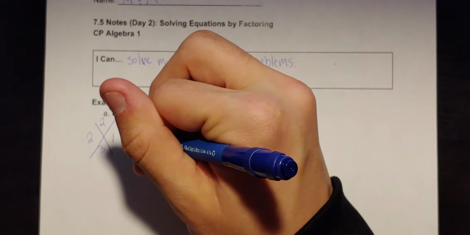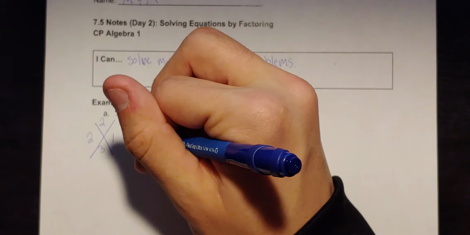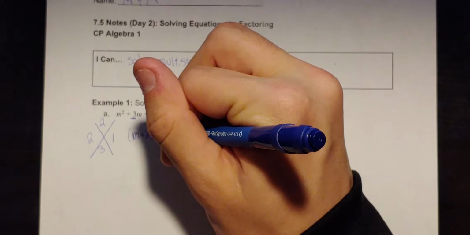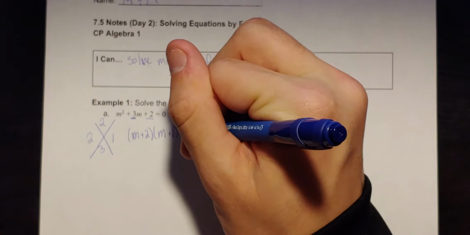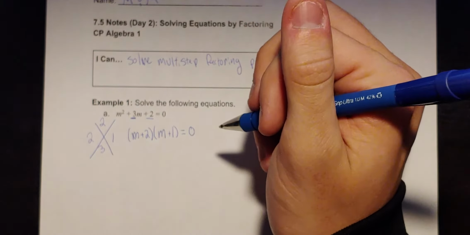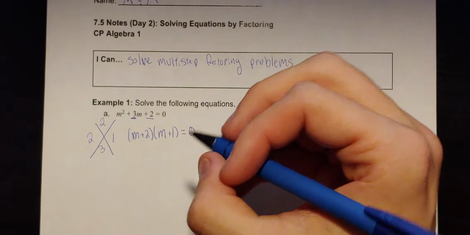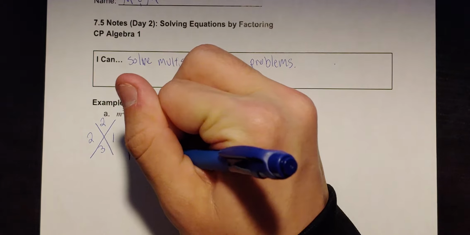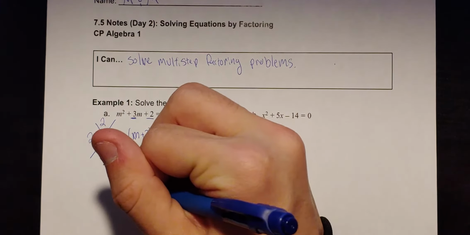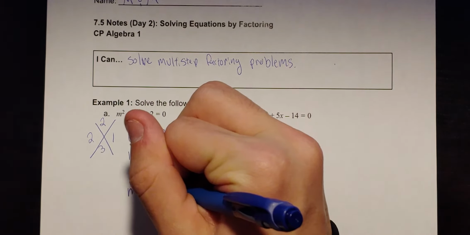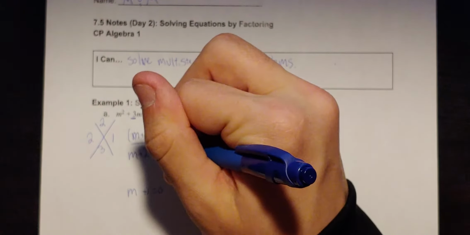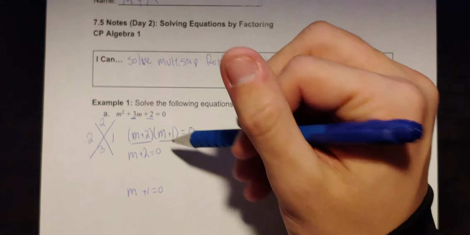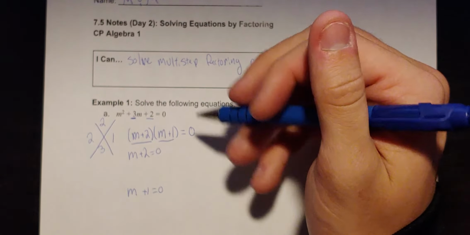So now I can write my factored out expression. So that would turn into m plus 2 and m plus 1. Both of those are equal to 0. Okay, and then after that, we do what we did from Monday. So m plus 2 equals 0, and m plus 1 equals 0. So we set both of the expressions that have an m in it equal to 0, because we just have to get one of these equal to 0 in order for the whole equation to be true.